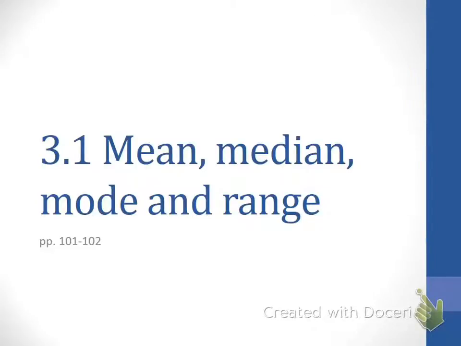Okay, today we're in section 3.1: mean, median, mode, and range. We are learning basically that these are called central measures of tendency. That's just a fancy word for how do the numbers tend to fall, like in the middle. What is their average, those middle numbers? So that's what we're looking to find.